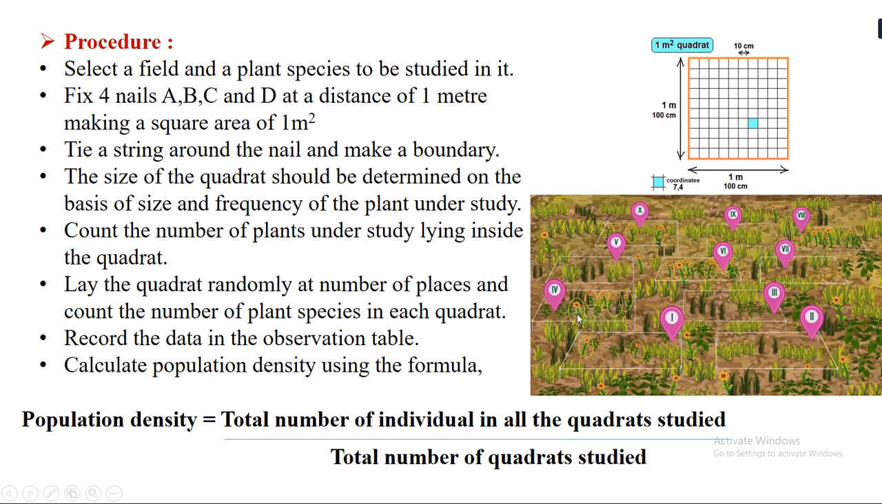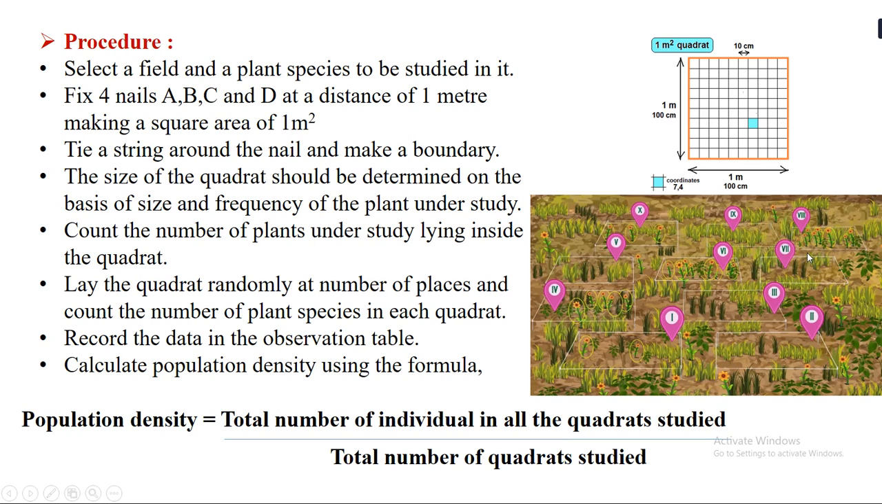In the fourth quadrant they have marked 1, 2, 3, 4 and 5. So there are 5 of this plant species in the fourth quadrant. In the fifth, there are no such plants. In the sixth, there are again 1, 2, 3, 4, 5, 6, 7. The same thing goes on with all the quadrants. After this, you have to record the data in the observation table. That means in the first quadrant, how many did you count? Second quadrant, how many did you count? And so on for all the quadrants.